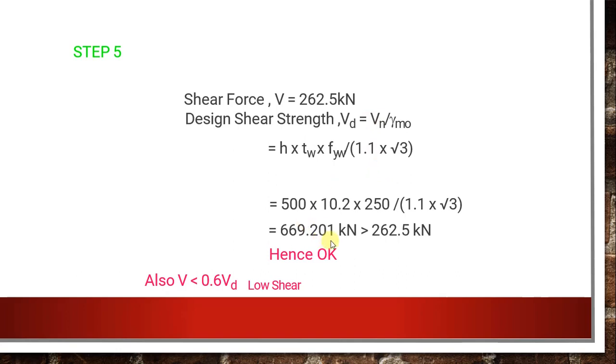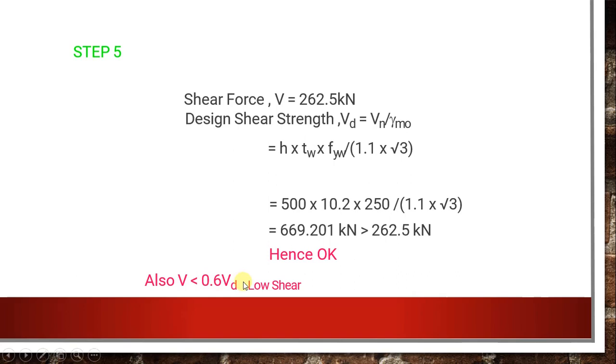Also you have to calculate whether the low shear criteria or the high shear criteria applies. For that, there is a formula given. So here in this case V is less than 0.6 Vd, that is 60% of Vd.